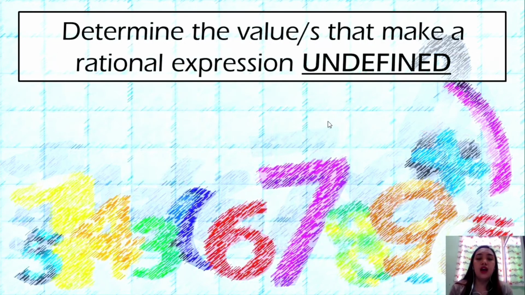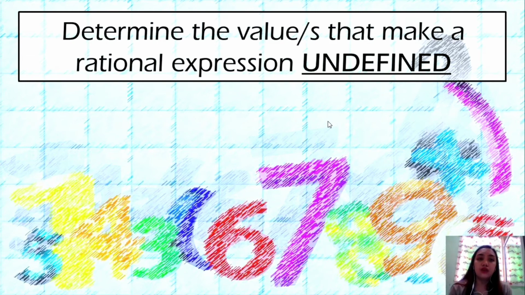Next, how are we going to determine the value or the values that make a rational expression undefined? Paano kaya to? So, merong 2 steps para malaman natin yung mga values o yung mga restricted values. So, meaning, ito yung mga hinahanap natin, yung mga values na hindi pwedeng maging value ng isang variable. Kasi, kapag nag-undefined ang isang rational expression, hindi na siya pwede. Meaning, meaningless na po siya. Iniiwasan natin na maging undefined ang isang rational expression.